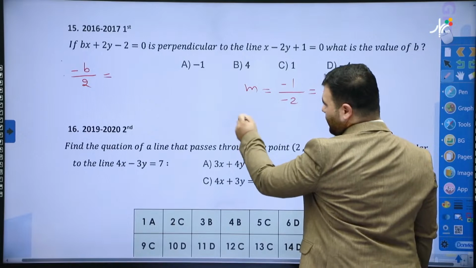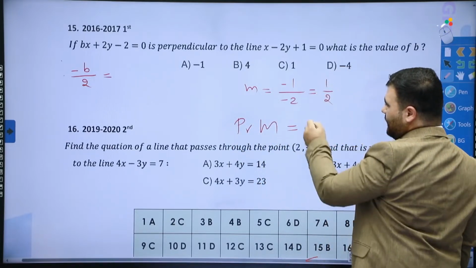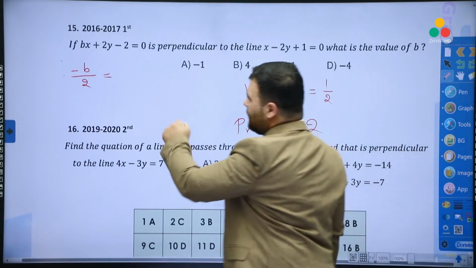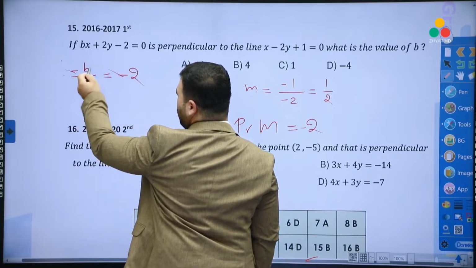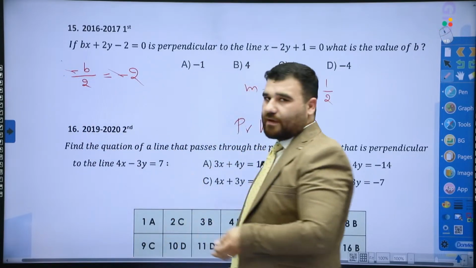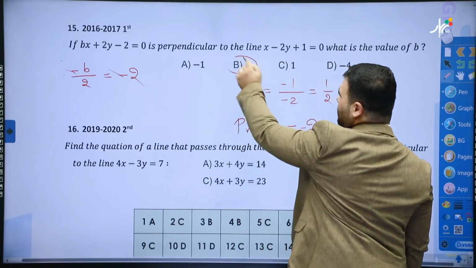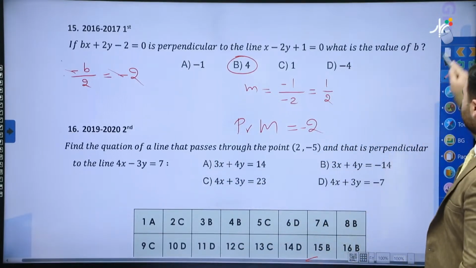So the perpendicular slope is upside down, 2 over 1, which is just 2, with the sign changed to negative. This is equal to -2. Then negative cancels negative. B should be 4 because 4 divided by 2 is equal to 2. Then the correct answer is B. The last question in the set.